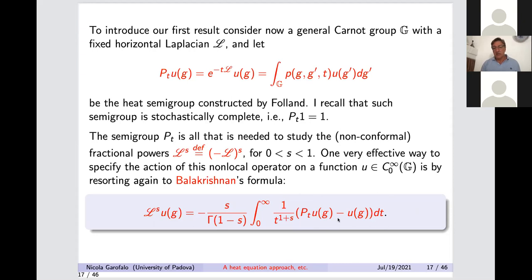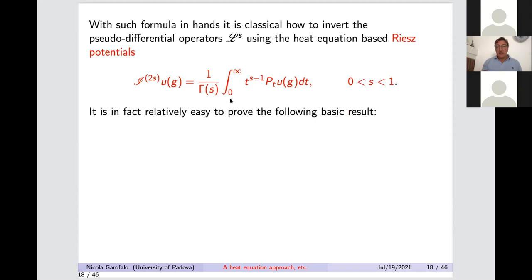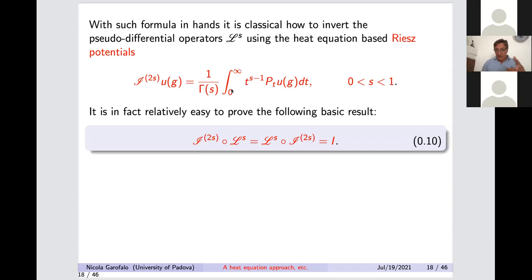Now we use this semigroup here, and this allows us, in the absence of the Fourier transform, we no longer have the Fourier transform at this point, to very effectively analyze this operator and carry the analysis all the way. So we can, for instance, define the Riesz potentials. This is a heat semigroup based definition of the Riesz potential, completely equivalent to the standard definition of Marcel Riesz. And these Riesz potentials, in fact, invert the fractional powers of the sub-Laplacian, this horizontal Laplacian. And this is encoded in this very important formula here.